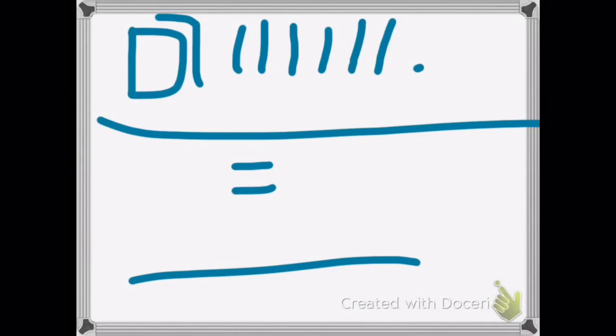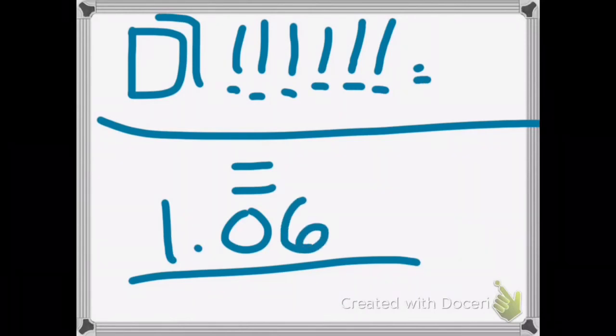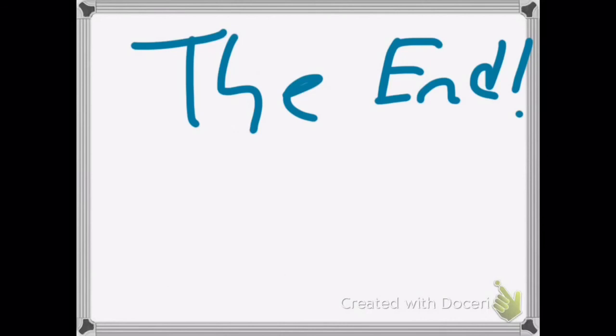Let's try another one. I see 1 big cube. Now, are there any flats? Nope. Now, let's count the longs. 1, 2, 3, 4, 5, 6. 6 longs and 1 tiny cube. So this is 1 and 61 thousandths. The end.